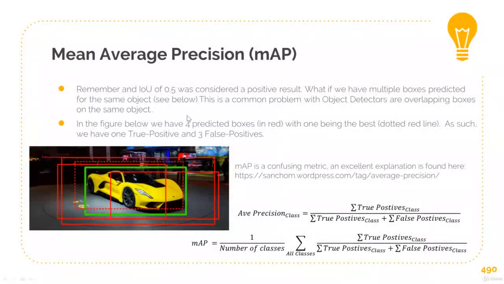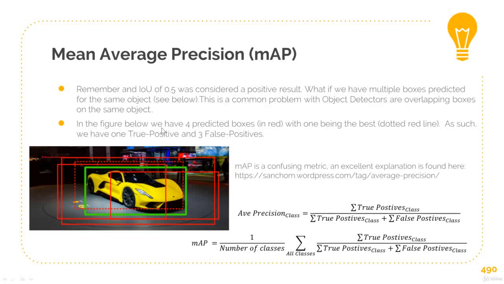Now here's a problem that happens in R-CNNs and basically all object detection algorithms. They don't often just propose one box. They propose many boxes over the same image sometimes. So remember in IOU, 0.5 was considered a good result? Well, what if we have multiple boxes and they're all given over 0.5? This is a common problem.